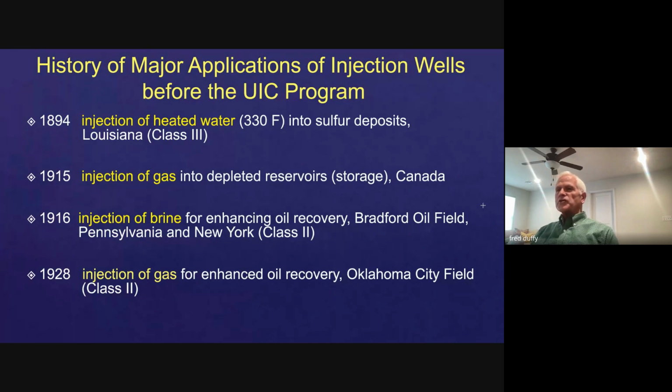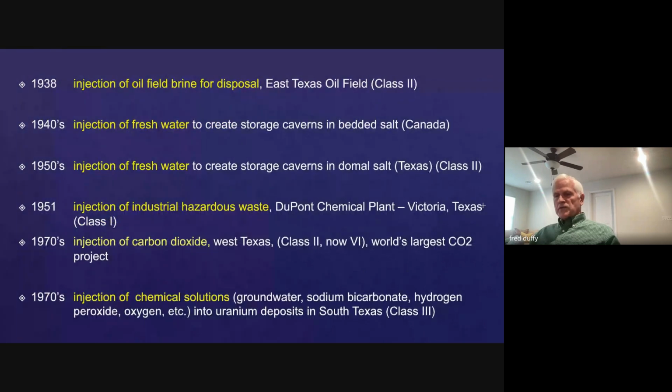1916 was the injection of brine from oil field operations, and that brine was then injected into the oil field as a form of enhanced oil recovery. I'll speak more about the Bradford oil field shortly. In 1928, we had the injection of gas for enhanced oil recovery here in Oklahoma City field. That's also a Class 2 injection well. Go ahead to the third slide.